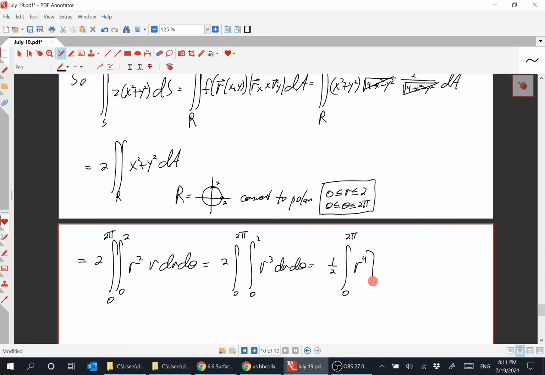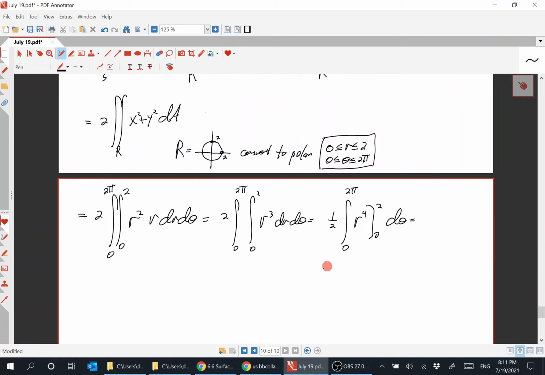R to the fourth from 0 to 2. So 16 over 2, so this is 8. Integral from 0 to 2 pi of 1 d theta. So that's just 2 pi. So in the end, we get 16 pi.